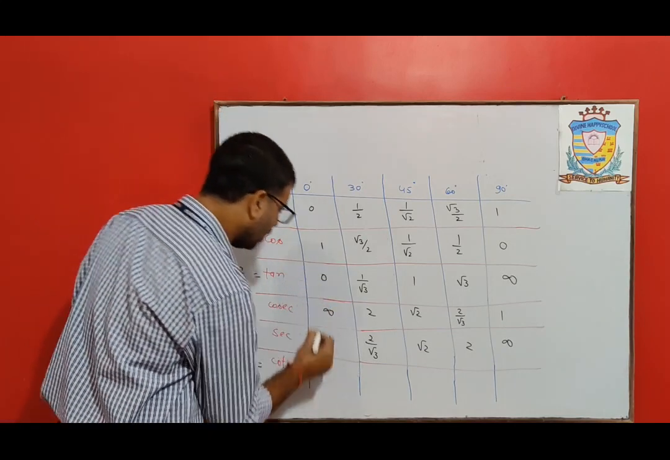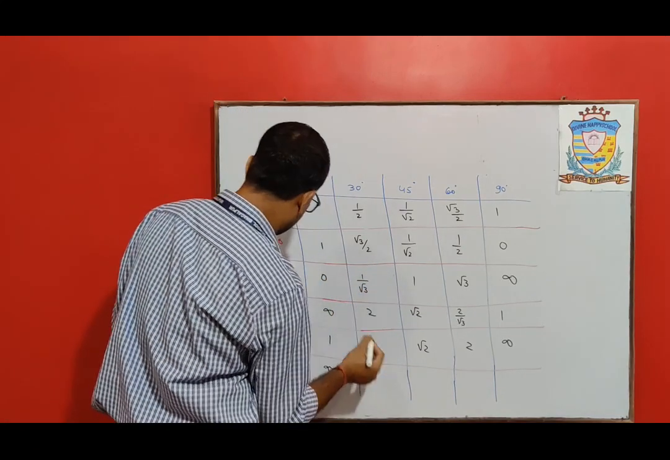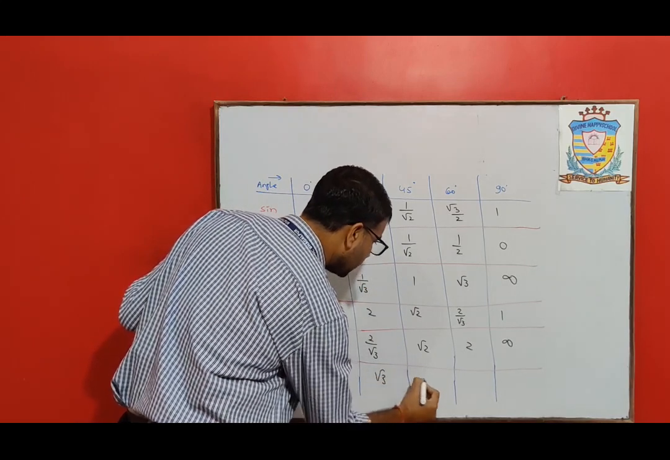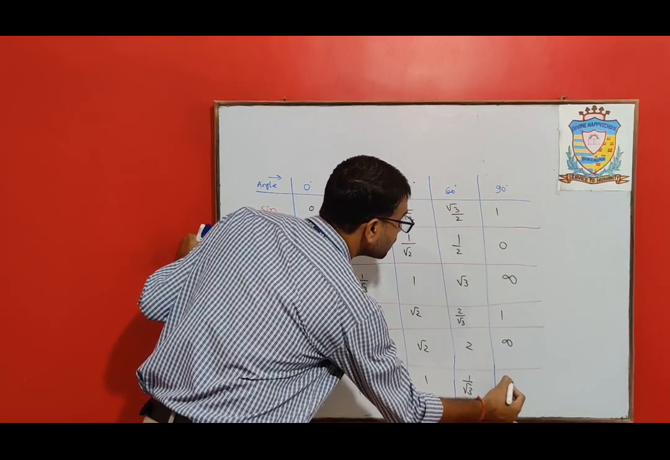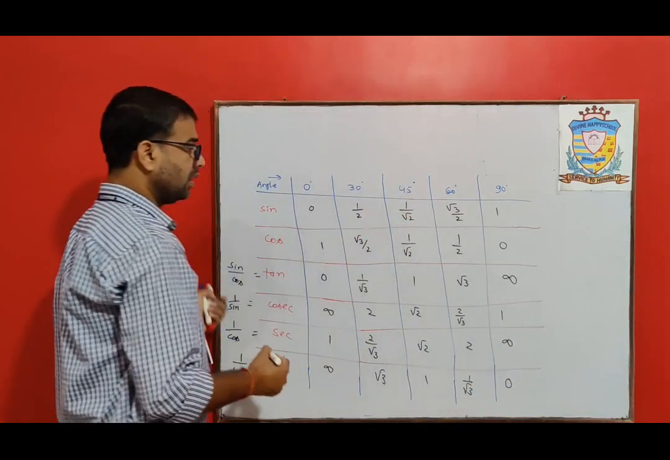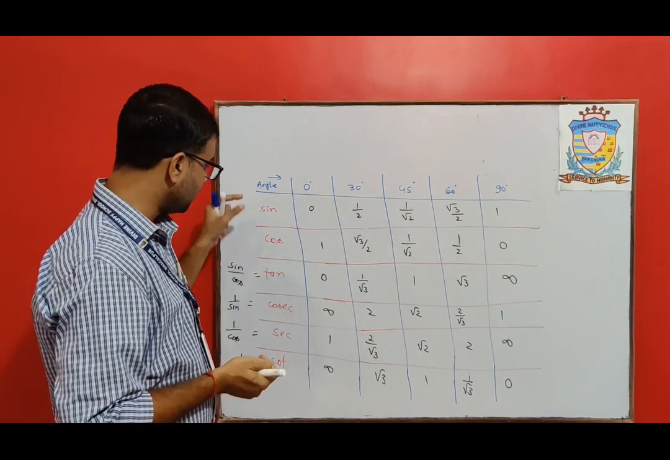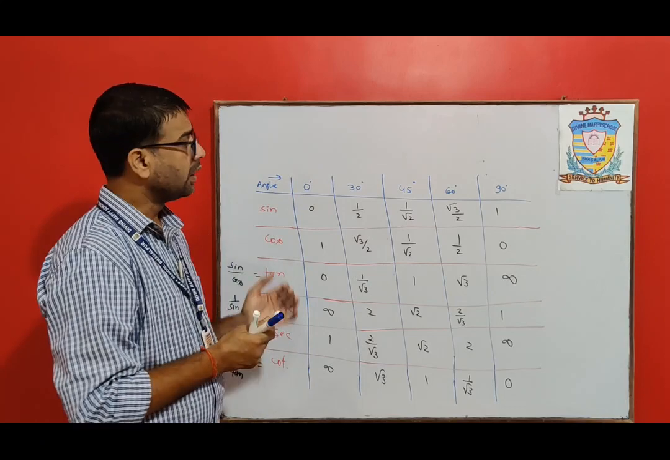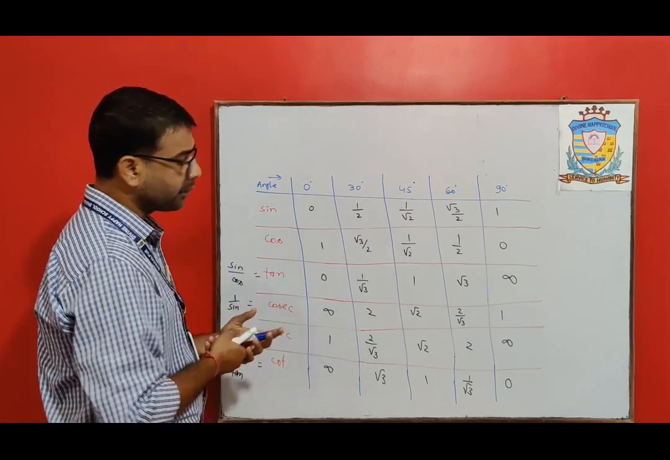Clear? So 1 upon 0, again not defined; 1 upon 1 by root 3, or the reciprocal of this value, which is root 3; 1 upon root 3; and this is equal to our cos by sine, which is equal to 0. Okay? So these are the basic values, basic angles for different ratios, that is 0, 30, 45, 60 and 90, that we will use in different equations according to our requirement.